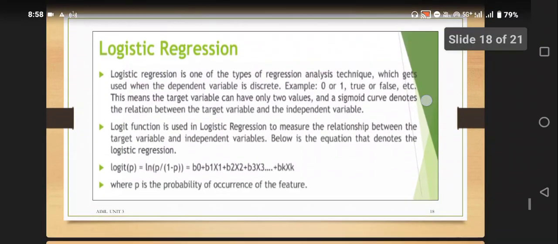Logistic regression. Logistic regression is one of the types of regression analysis technique which gets used when the dependent variable is discrete. For example, it is represented as 0 or 1, or true or false, etc.